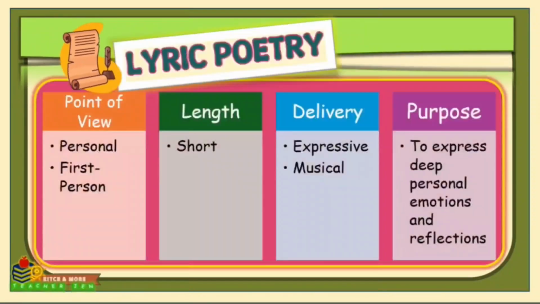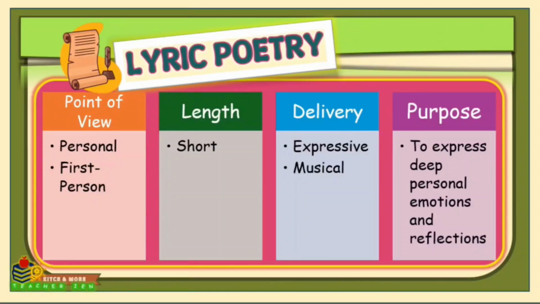Let's begin with lyric poetry, the voice of emotion. This type of poetry is usually written from a personal, first-person point of view. That means the speaker often uses "I" to describe their feelings and experiences. Lyric poems are short but powerful, like snapshots of someone's inner world. They're expressive and sometimes even musical in tone.